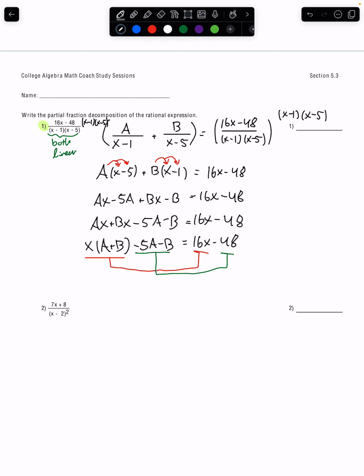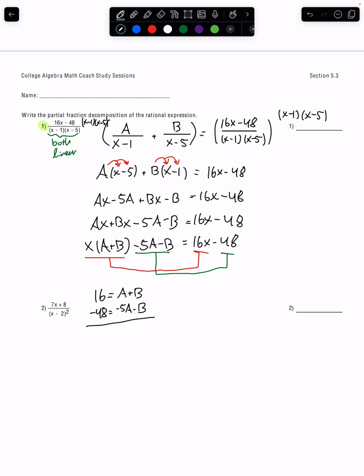So then we can set it up as, looking at the x, we have 16x is equal to x times a plus b. Since they're both being multiplied by x, we don't have to worry about that, and we can set it up as 16 equals a plus b. Our constants are -5a, -b, they're equal to -48. So it would look like this.